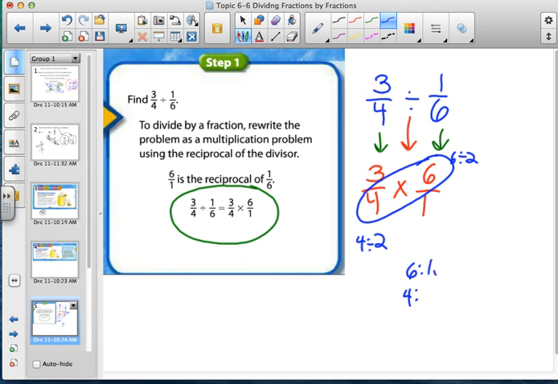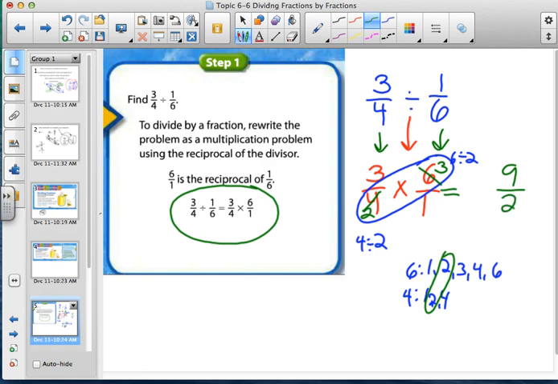So the factors of 6 are 1, 2, 3, 4, and 6. The factors of 4 are 1 and 4. So when we look, 1, 2, and 4, sorry about that. When we look for the greatest common factor, we see it's 2. So we divide. So our new fractions would then be, cross out the 6, it becomes what? 3. Cross out the 4, it becomes what, Victoria? 2. So now we can multiply. 3 times 3 is what? 9. What is 2 times 1? 2.